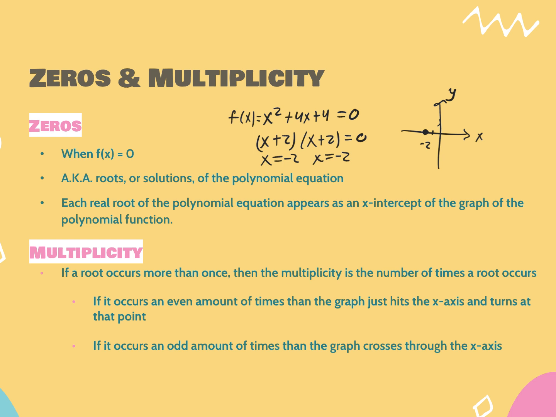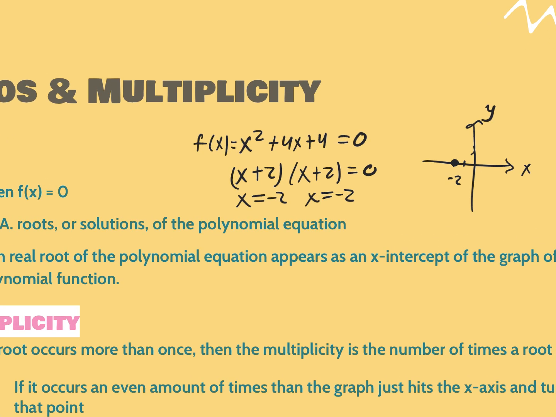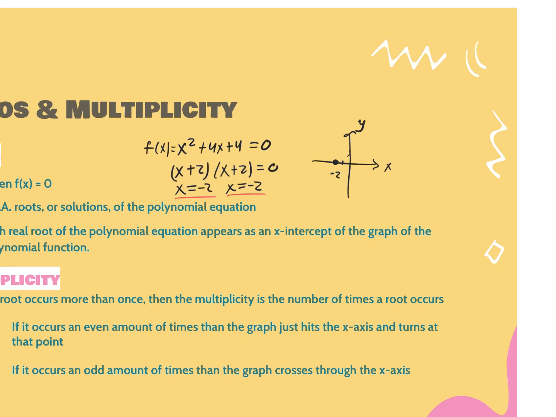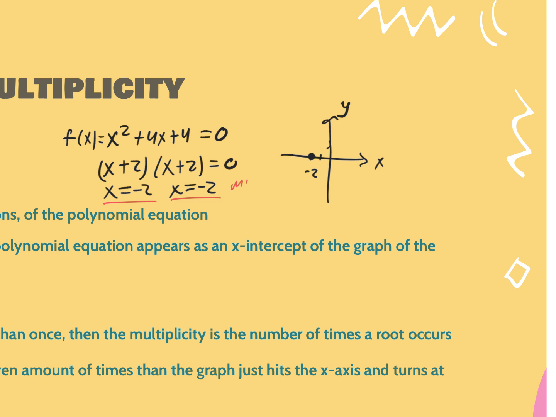So we've reached that point. So here's where multiplicity is actually useful to us. The multiplicity of a solution, of a root, is the number of times that it occurs. So for example, in this problem right here, we see that we got a solution of x equals negative 2 twice. That just means this solution has a multiplicity of 2, because it shows up twice.